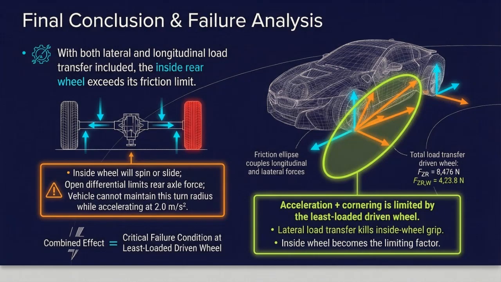When both lateral and longitudinal load transfer are considered, the inside rear wheel exceeds its friction limit. As a result, the inside wheel will spin or slide. Because the vehicle has an open differential, the rear axle force is limited by this least loaded wheel. This means the vehicle cannot maintain the required turn radius while accelerating at 2.0 meters per second squared. In summary, the combined effects of cornering and acceleration create a critical failure condition at the inside driven wheel.